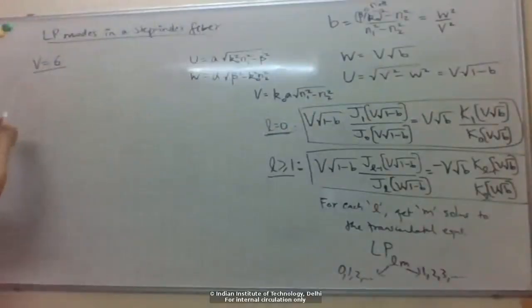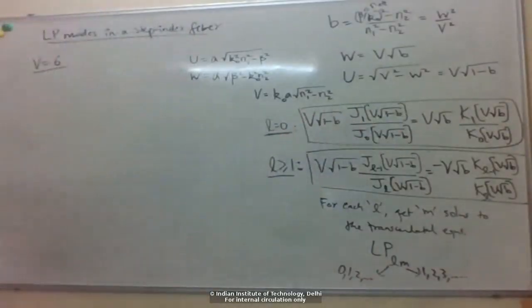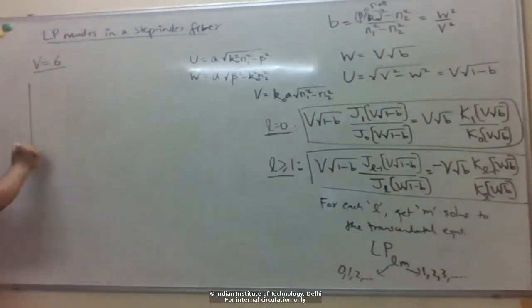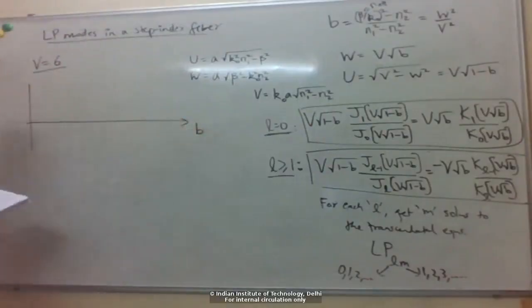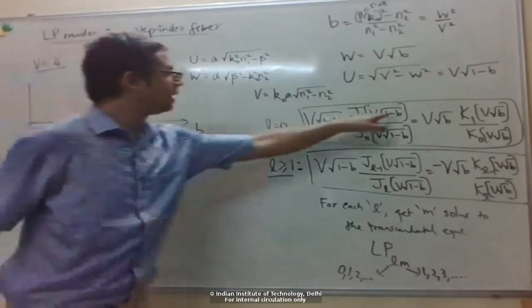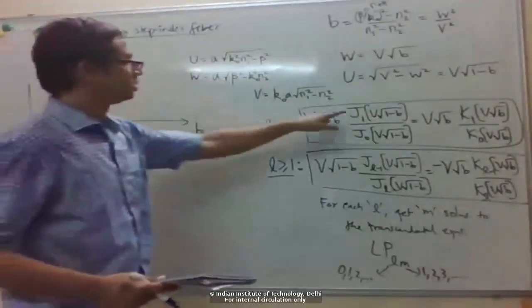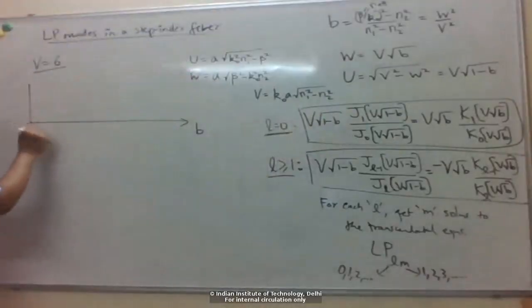So basically, we can plot the left hand side and the right hand side and look for intersections again, the same way we did for the slab. So for each L we have an equation, and for each L we have to do this. On the x-axis, we plot as a function of B. V is fixed, so the varying parameter is B, and you know B goes from 0 to 1.